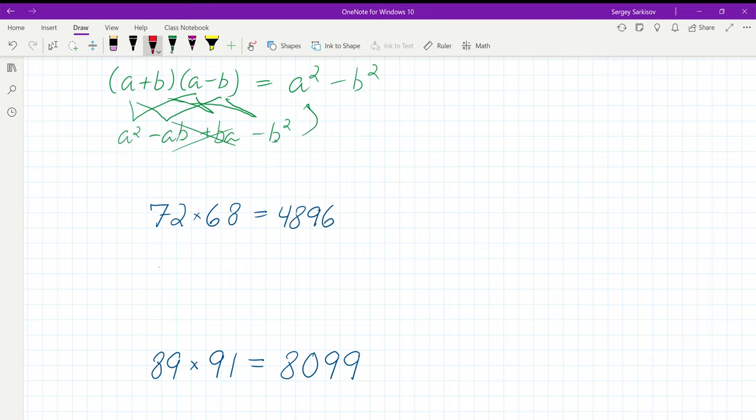And that's an easier number for me. It's a multiple of 10, right? 70 is easier to work with. So I said, you know what? It's 70 plus 2 times 70 minus 2. And when you see a plus b, a minus b, it's a squared, 70 squared here, minus b squared, 2 squared. That's what I did in my head.